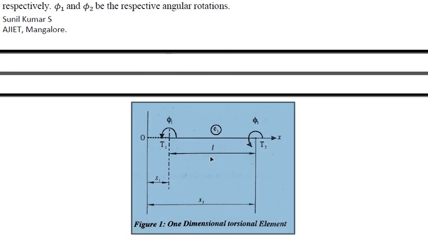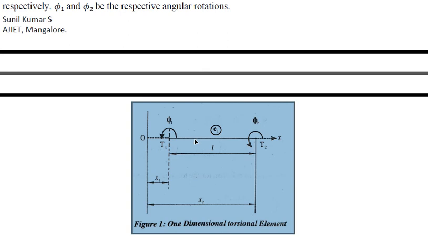In this same figure, which we have taken as a torsional element, let us assume that at this node, I know the angular rotation phi 1, and at this node, I know the angular rotation phi 2. These phi 1 and phi 2 are called nodal angular rotations, which are acting at node 1 and node 2.